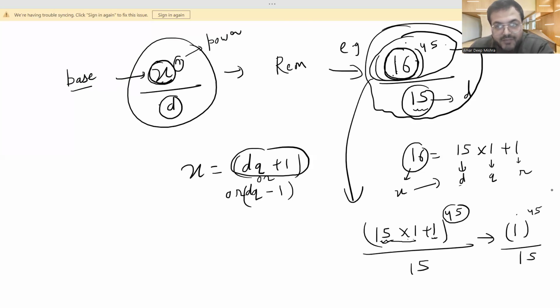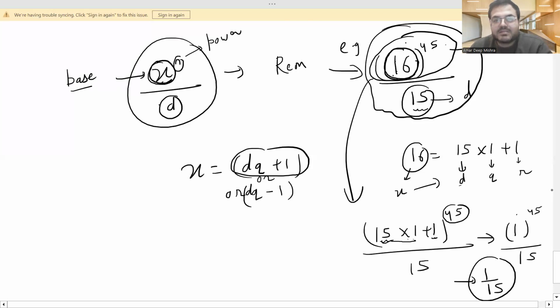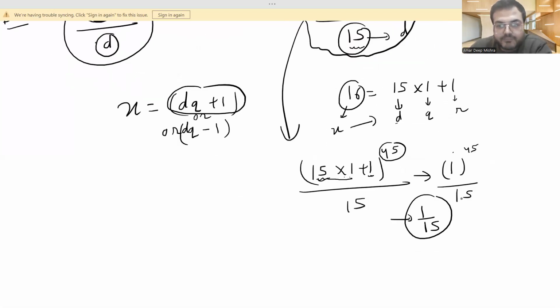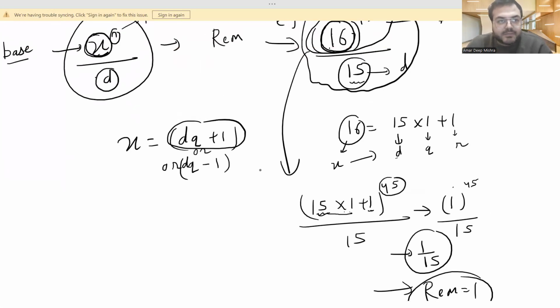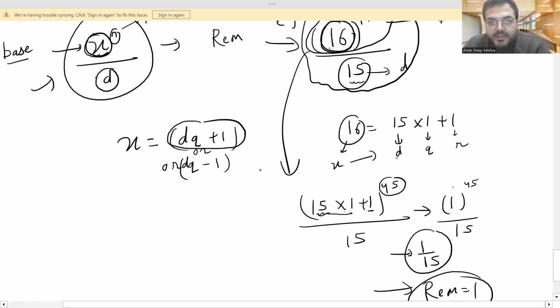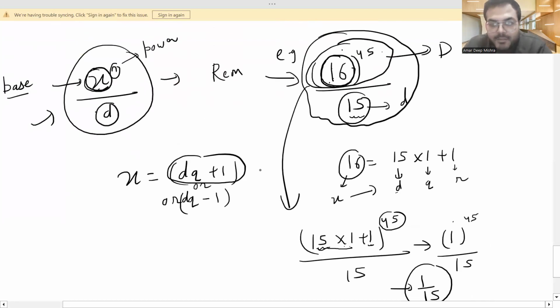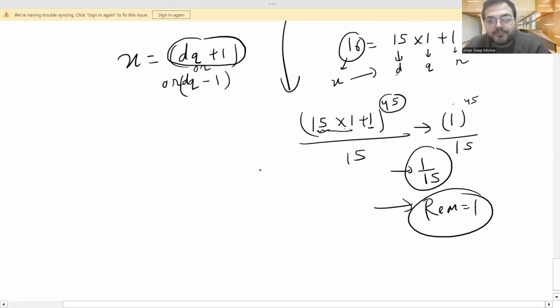1 to the power 45 means 1. So I can write 1 by 15. 1 by 15 means the value of remainder is 1. So from here, I can say the remainder value is equal to 1. So you can make the question this simple if you understand this concept. I hope this point is clear. Nothing is difficult over here.